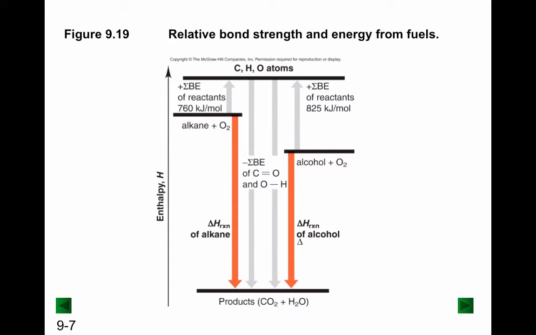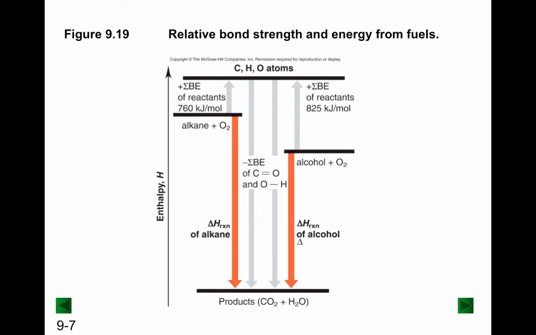This is figure 9.19 and it provides us with the relative bond strength and energy from fuels. Couple points of interest here. First, weaker bonds tend to be less stable and more reactive and are easier to break than stronger bonds, which are more stable and less reactive because they are already higher in energy. Secondly, fuels with more weak bonds yield more energy than fuels with fewer weak bonds.